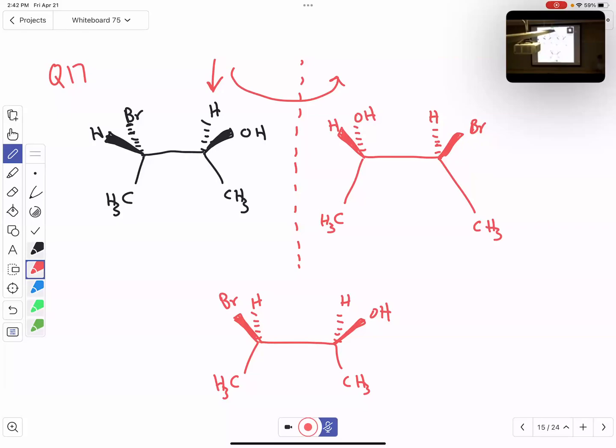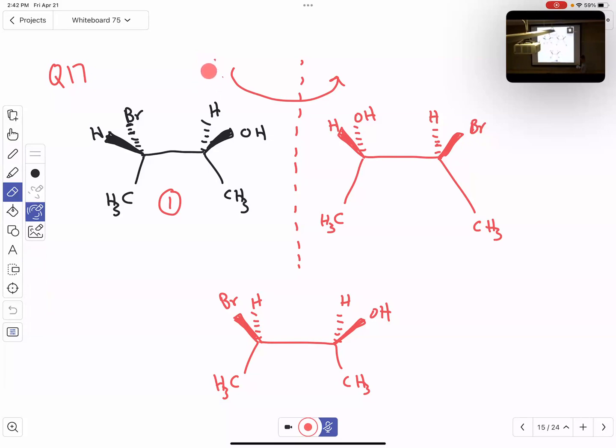So question 17, they give us 3 different compounds and they ask us which 2 are enantiomers. And so I start with molecule 1. So here's molecule 1. To find an enantiomer, we basically need to find the mirror image of that molecule.